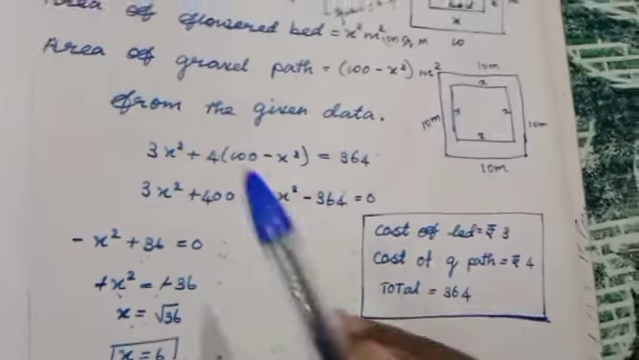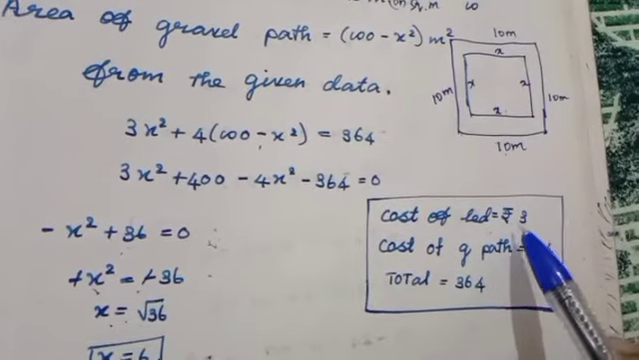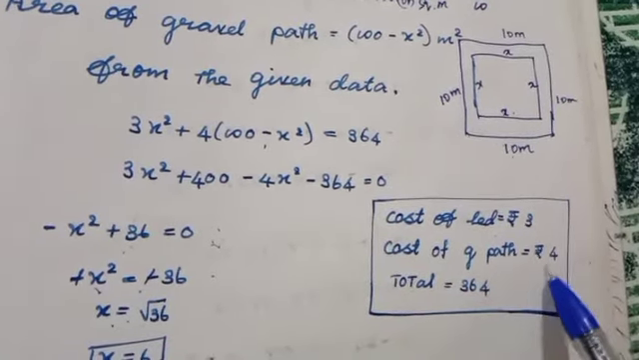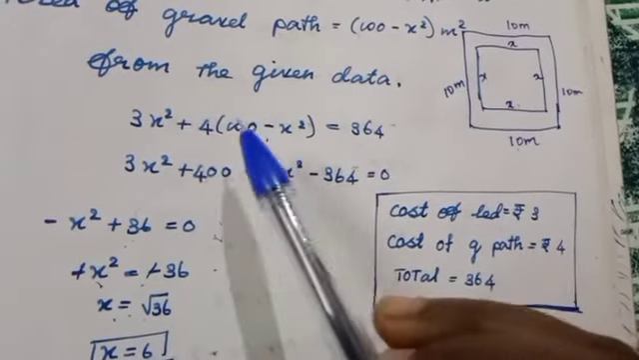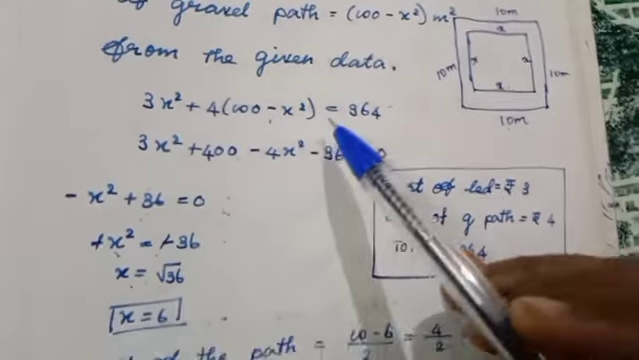Okay. For this statement you have to write it aside. Cost of the flower bed is rupees 3. Cost of the graveling path is rupees 4. Total amount is given as 364. Using this statement we framed this equation. Okay students.